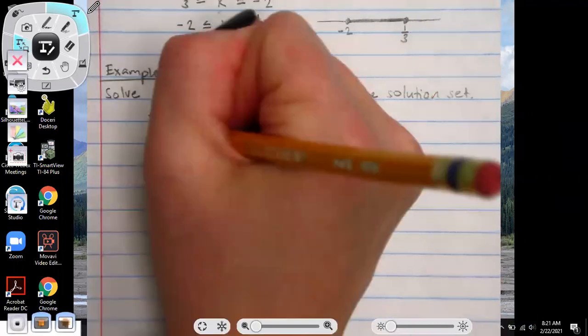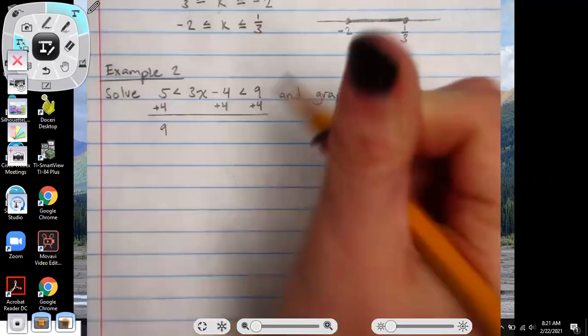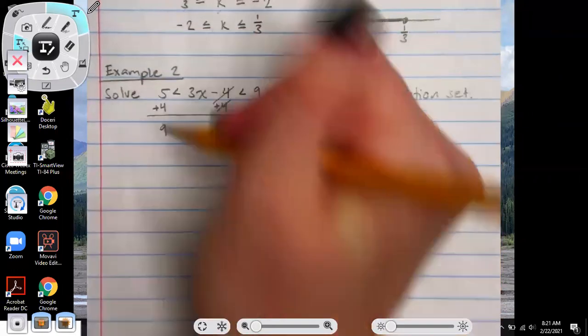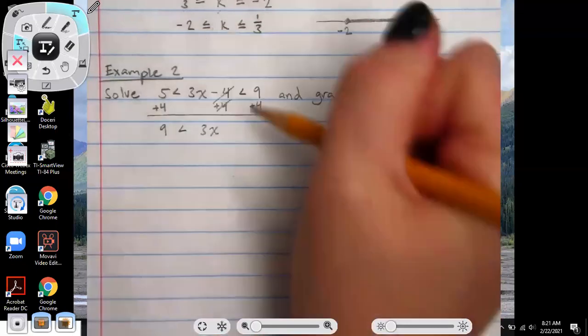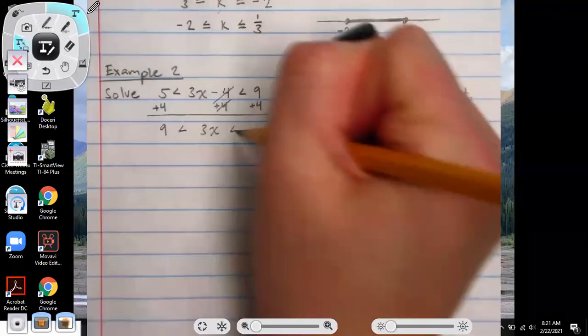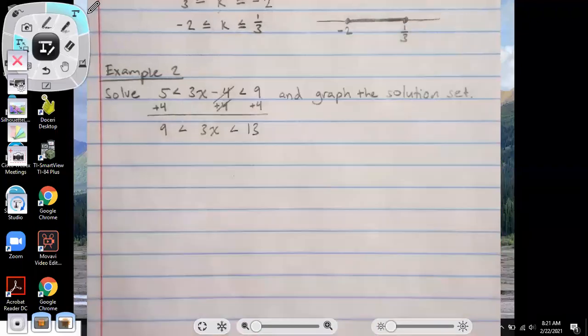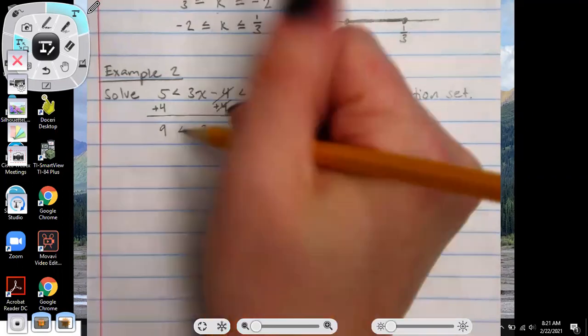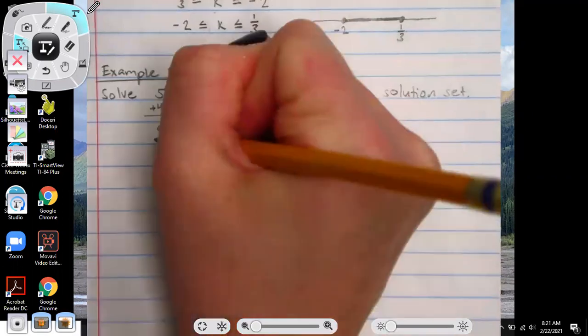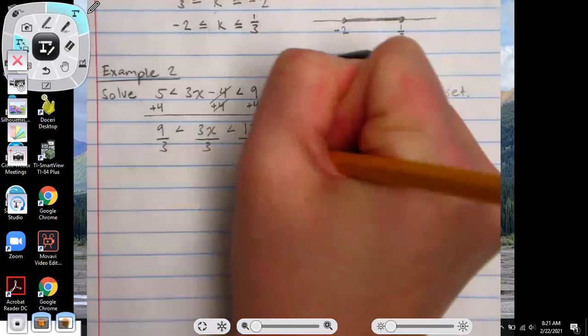Okay, 5 plus 4 is 9. These 4's cancel and leave us with 3x. And 9 plus 4 is 13. To get x by itself, we divide by 3. So divide all 3 parts by 3.